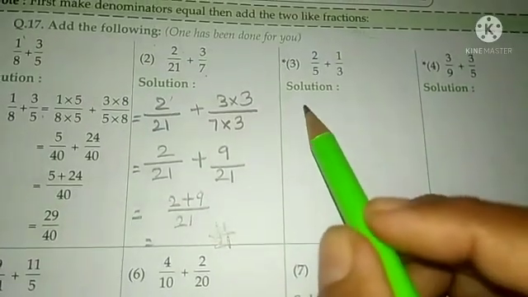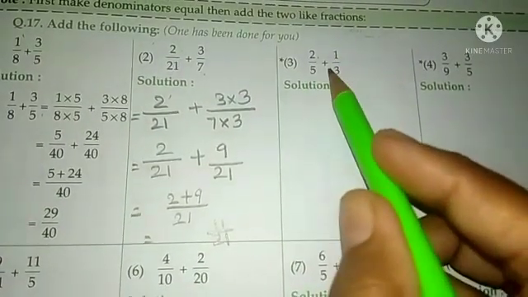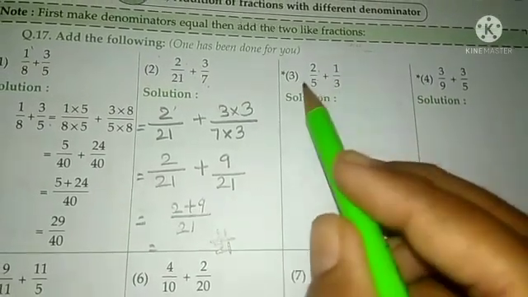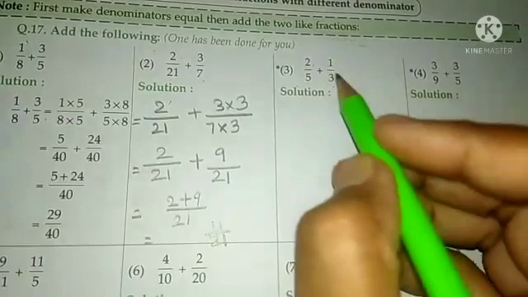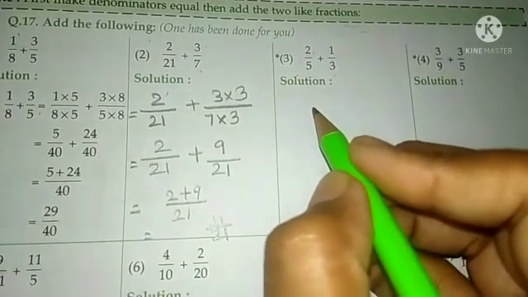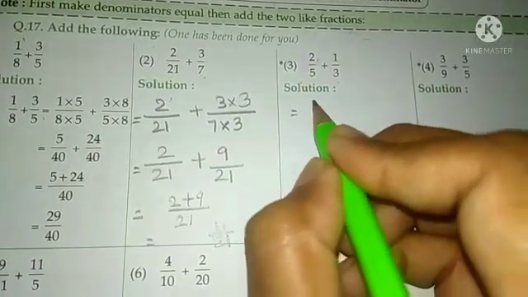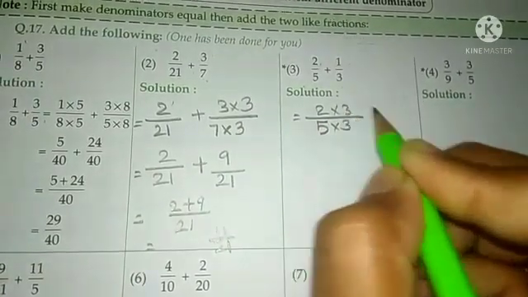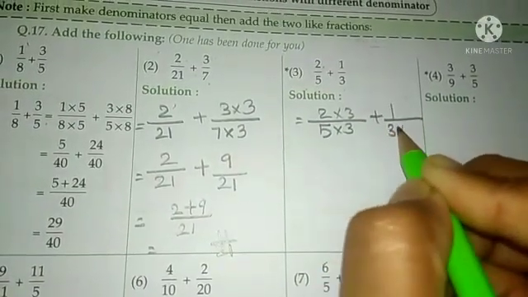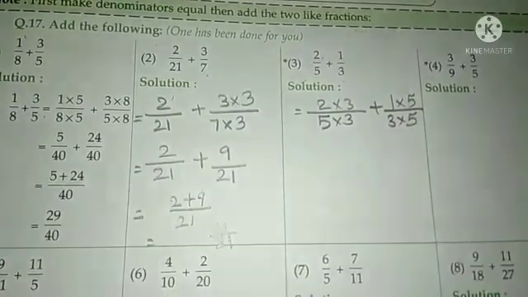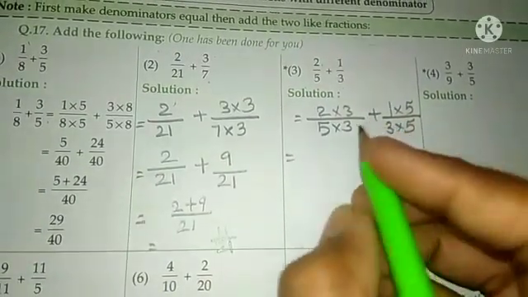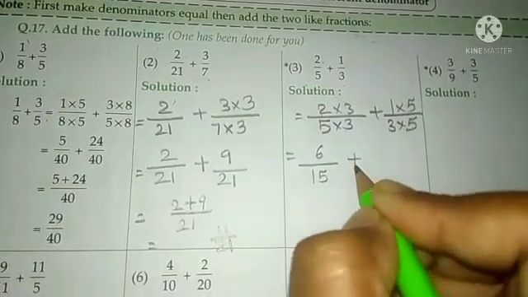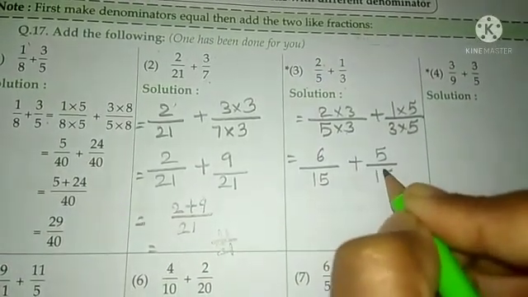Now see the third one, that is 2 upon 5 plus 1 upon 3. Now 5 is not there in 3's table, 3 is not there in 5's table. So how will you make your denominators equal? By doing the cross multiplication, that is 2 upon 5 multiplied by 3 plus 1 upon 3 multiplied by 5. Clear? So 2 threes are 6, 5 threes are 15. 1 five is 5, 5 threes are 15.